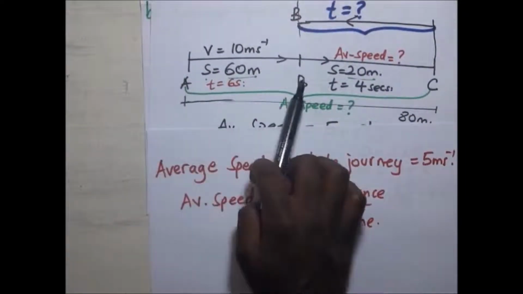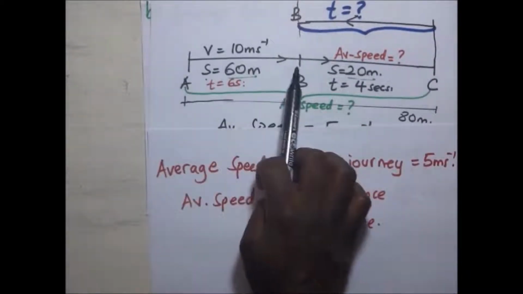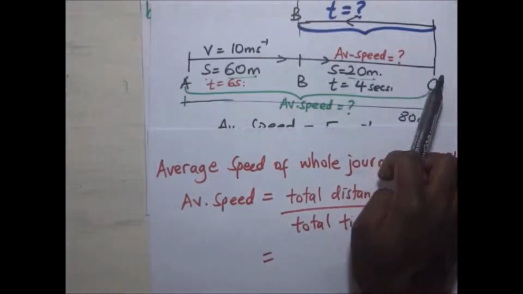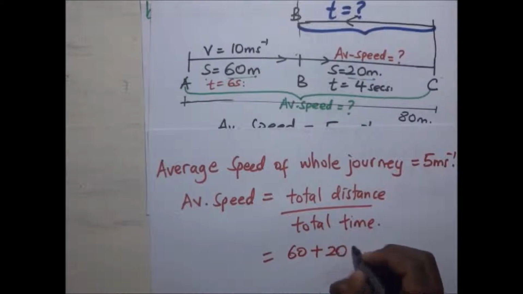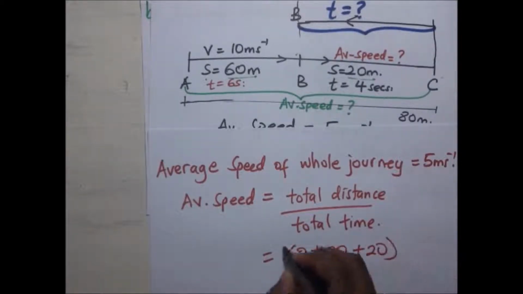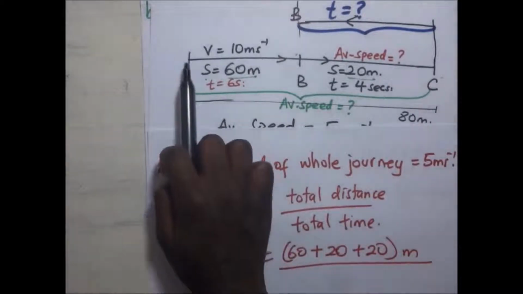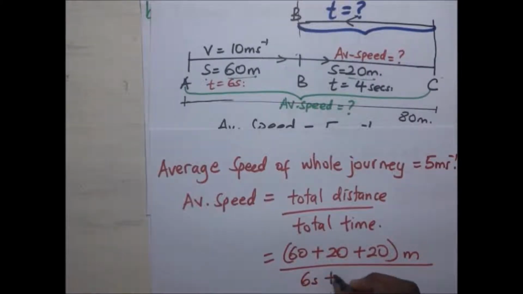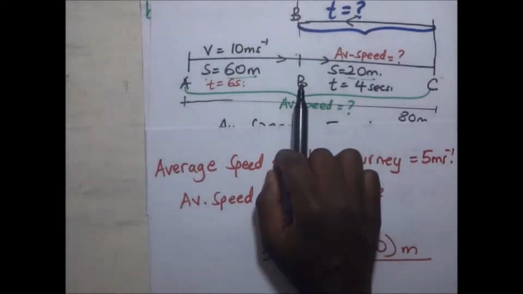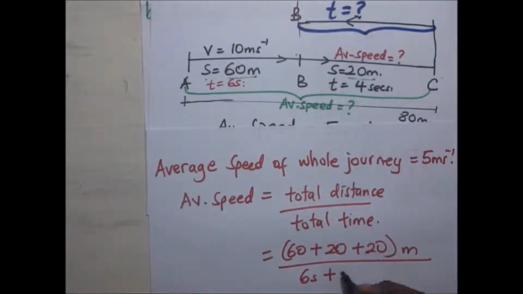is going to be 60 plus 20 meters, then plus another 20 meters. That's the total distance covered. Divide that by the total time. The time from A to B we got as 6 seconds. Add that to the time moved from B to C, which is 4 seconds.